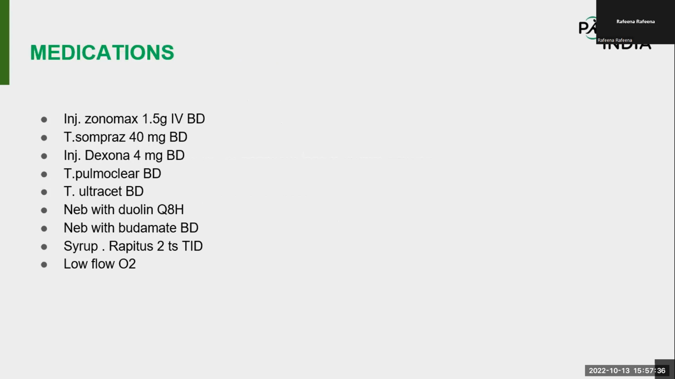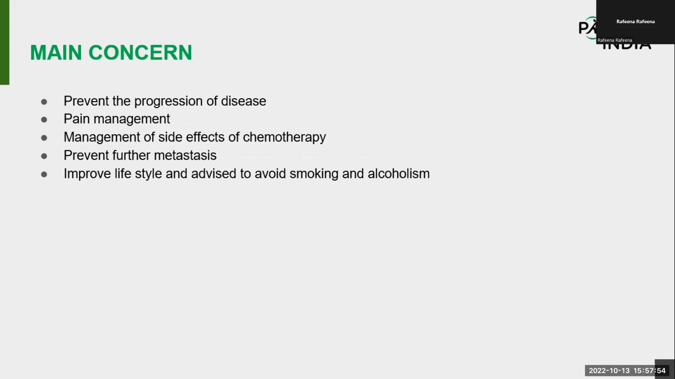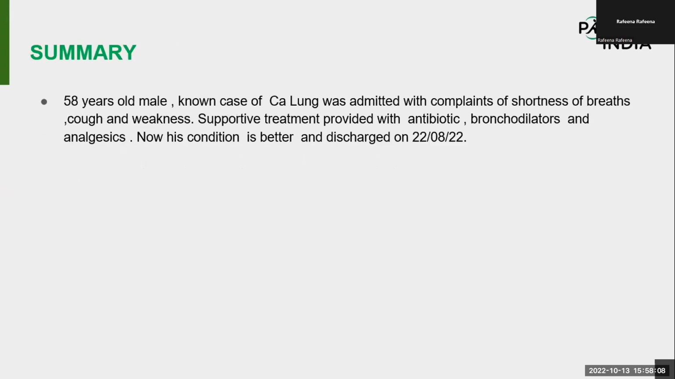Medication, injection Sonomax 1.5 gram IV BD, tab Sobras 40 mg BD, injection Dexona 4 mg IV BD, tab Pulmoclear BD, tab Ultracet BD, nebulization with Duolin 8 hourly, nebulization with Budamate BD, syrup 2 teaspoon TID, and low flow O2. Main concern, prevent the progression of disease, pain management, management of side effect of chemotherapy, prevent further metastasis, improve lifestyle, and advised to avoid smoking and alcoholism.